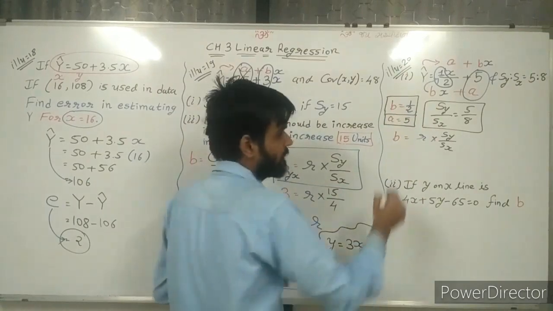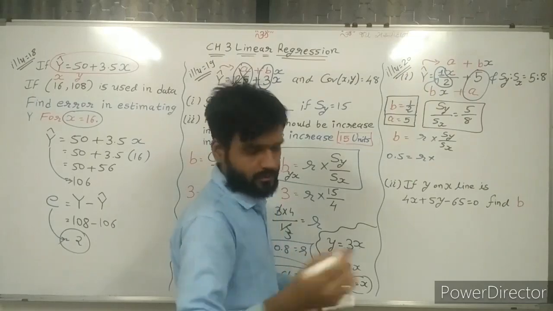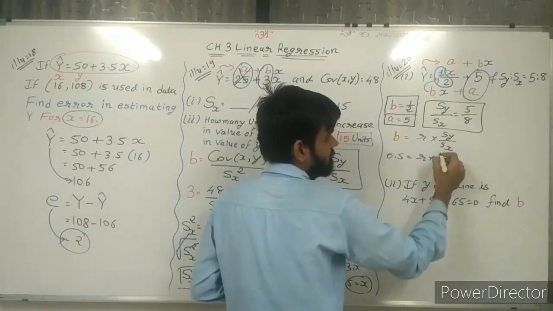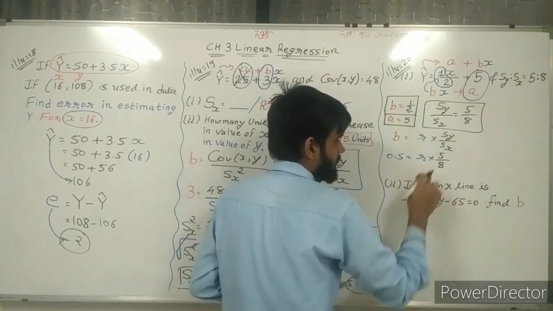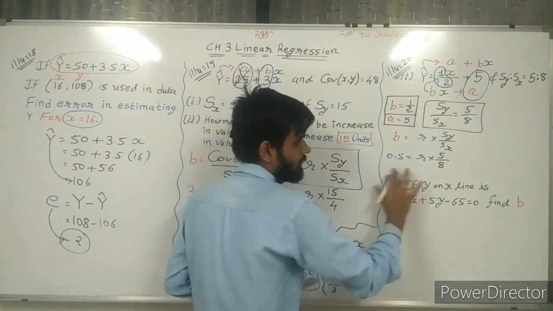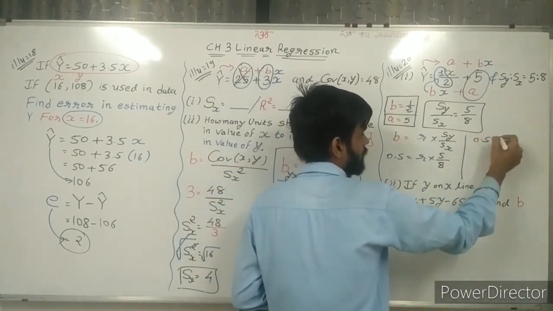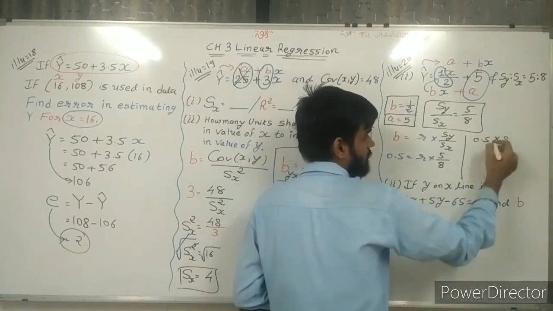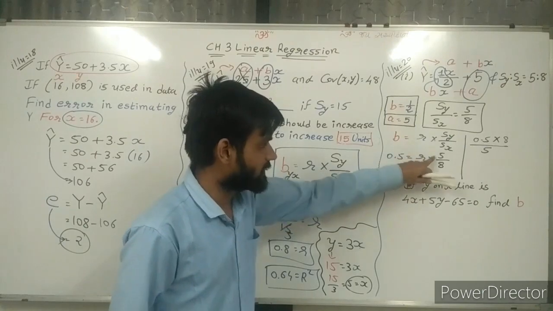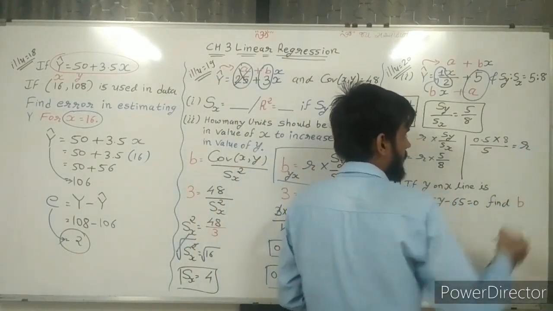Sir, b value is 1 upon 2. 1 upon 2 means 0.5. R, we don't know, sir. Sy upon sx, sir, already given 5 by 8. Now change the side of this. 0.5, I am writing here, multiply with 8, divide with 5. So this is a multiplication, this is a division, and we are getting the value of r.